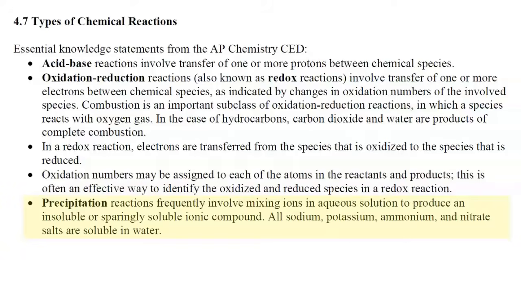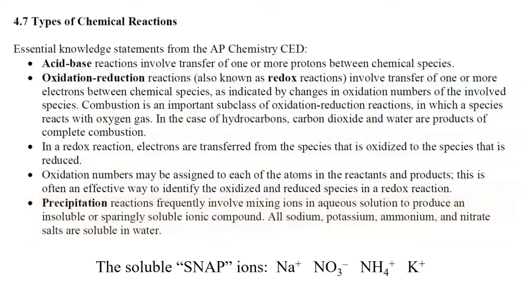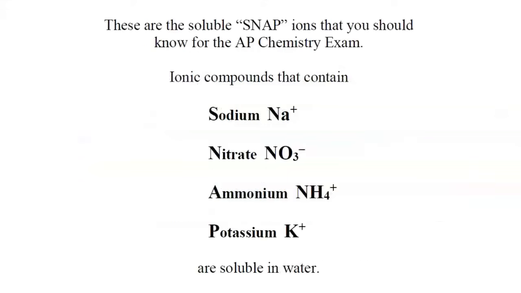Precipitation reactions frequently involve mixing ions in aqueous solution to produce an insoluble or sparingly soluble ionic compound. All sodium, potassium, ammonium, and nitrate salts are soluble in water. So we call these the snap ions, the soluble snap ions. So the soluble snap ions that you should know for the AP Chemistry exam: ionic compounds that contain sodium, nitrate, ammonium, or potassium are soluble in water.